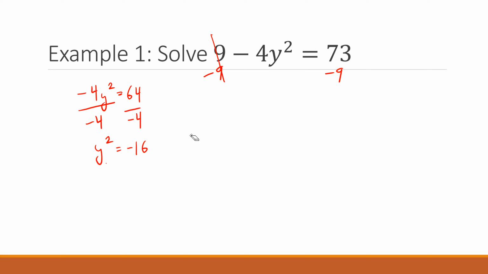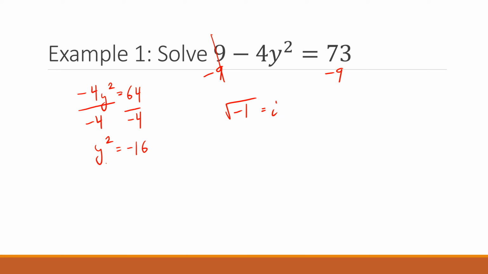And that's exactly what mathematicians did. They said, hey, there is no way to square to a negative number. So if I have the square root of a negative number, that just doesn't make sense. It's imaginary. So the square root of negative 1 is i.